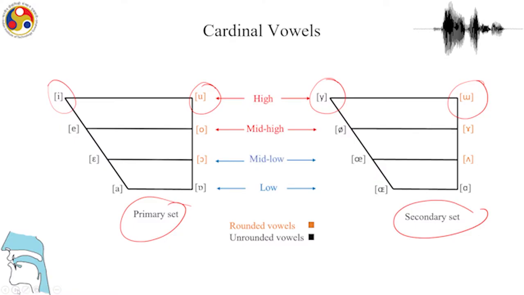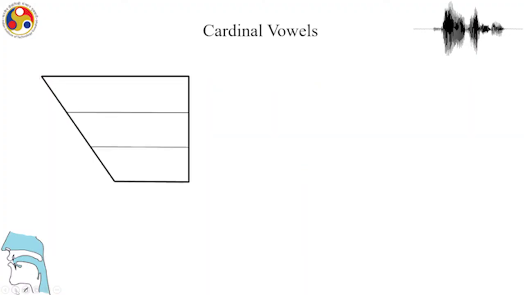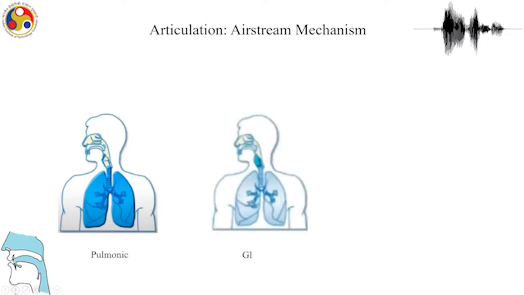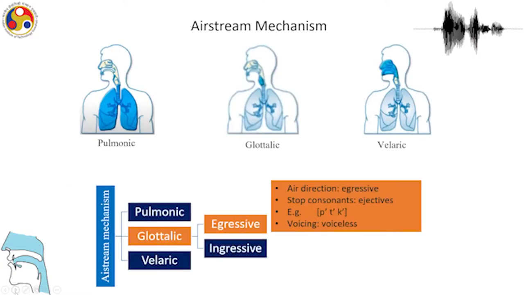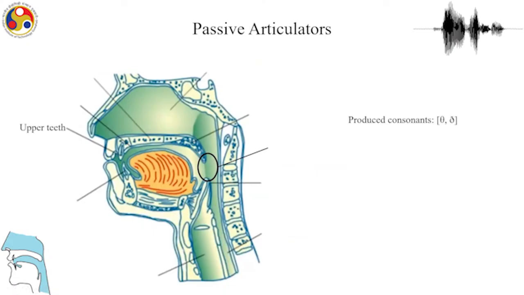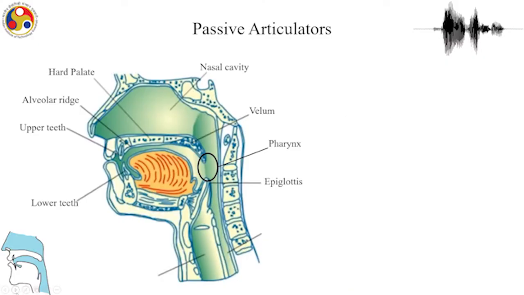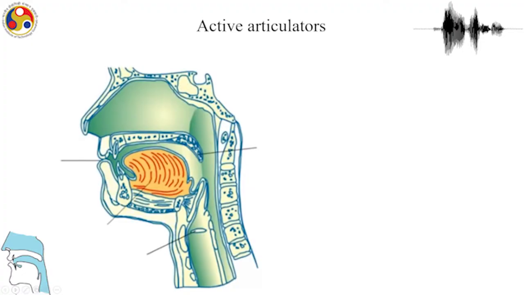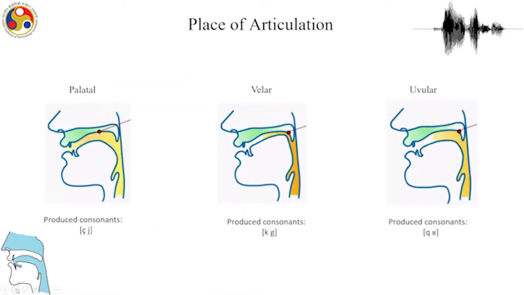So proceeding now to the central set. Again, we'll not discuss the airstream mechanisms. It's just a review. Those are the airstream mechanisms and the articulators, and we have seen the passive articulators, the active articulators, and all the relevant properties of these different articulators that are very important in understanding how one sound is different from the other. Again, we talked about manner of articulation. We skipped place of articulation.